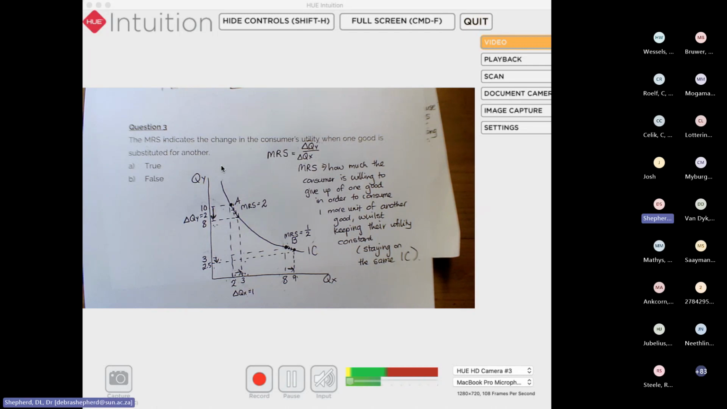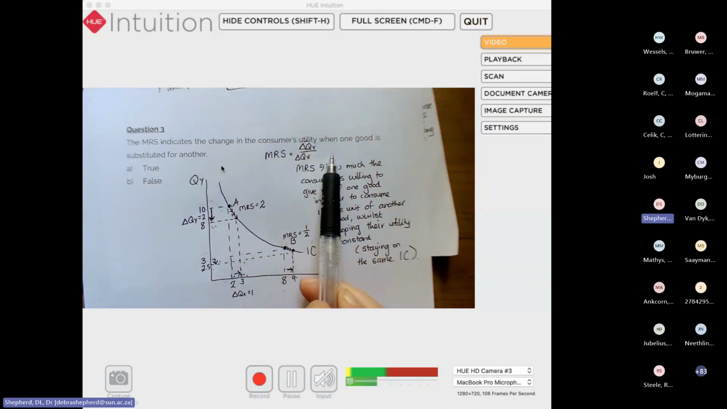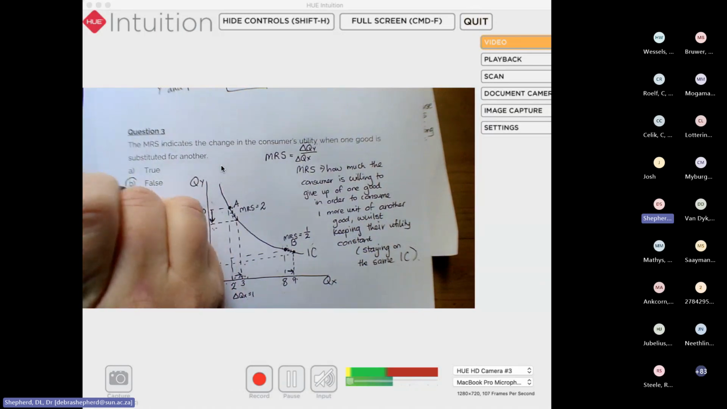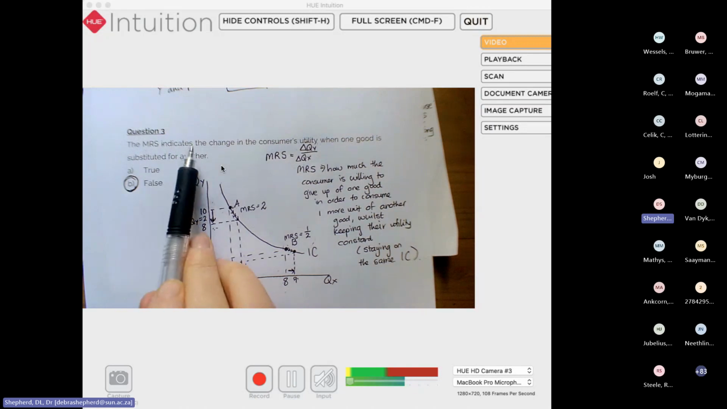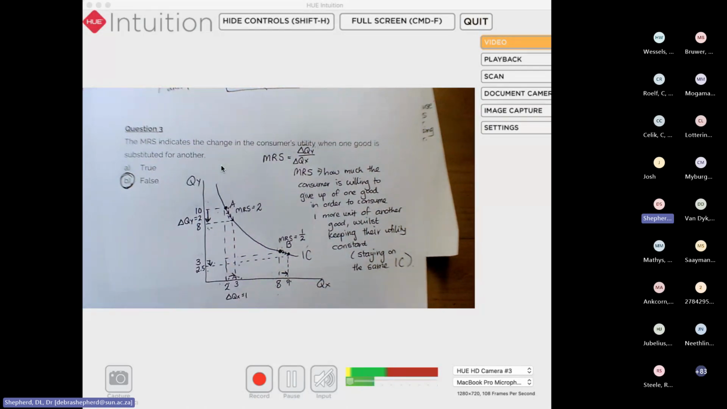Okay, it's a bit of a tricky question to read, but let's be very careful. So the MRS indicates the change in the consumer's utility. What do we know about the MRS? The MRS is the change in our consumption, keeping our utility constant. So this answer is false. Okay, the MRS indicates how we are willing to change our consumption of these two goods whilst keeping our utility constant.